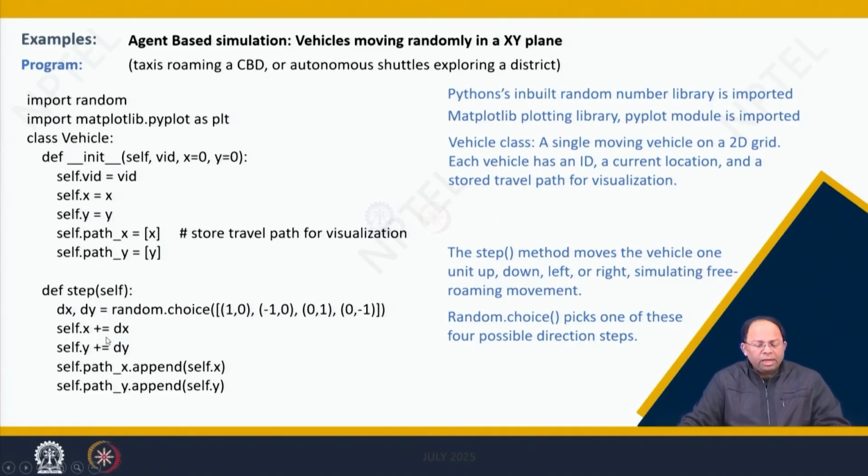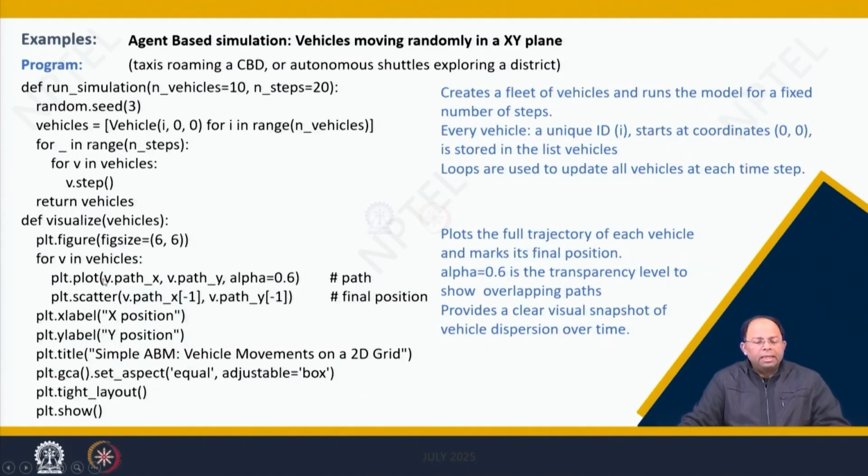So what we are doing over here is we are randomly choosing which one would be chosen, and once we have done that, we will add that to x and y, and then the path will be appended as well. That means the current value of x and y will be changing, and then we are also storing this value in that list so that we can keep track of the path.